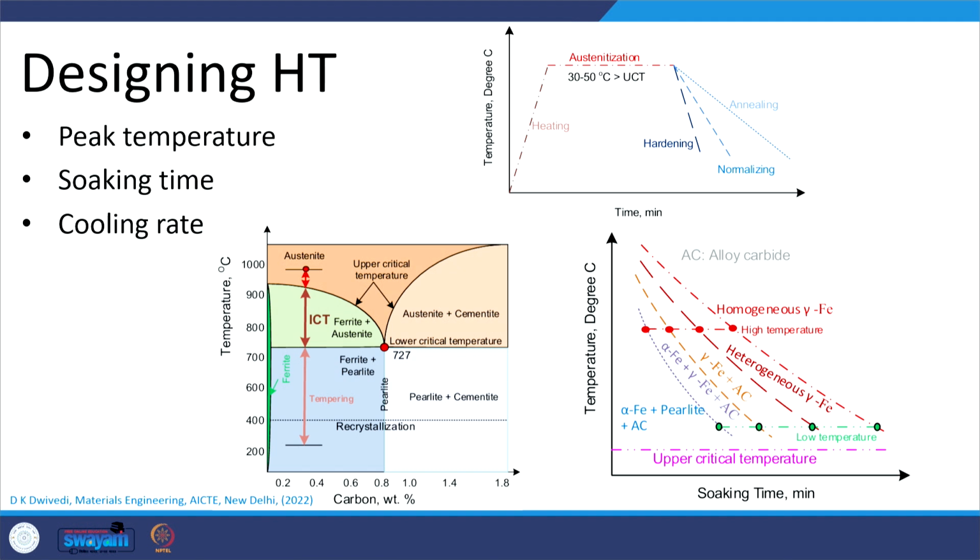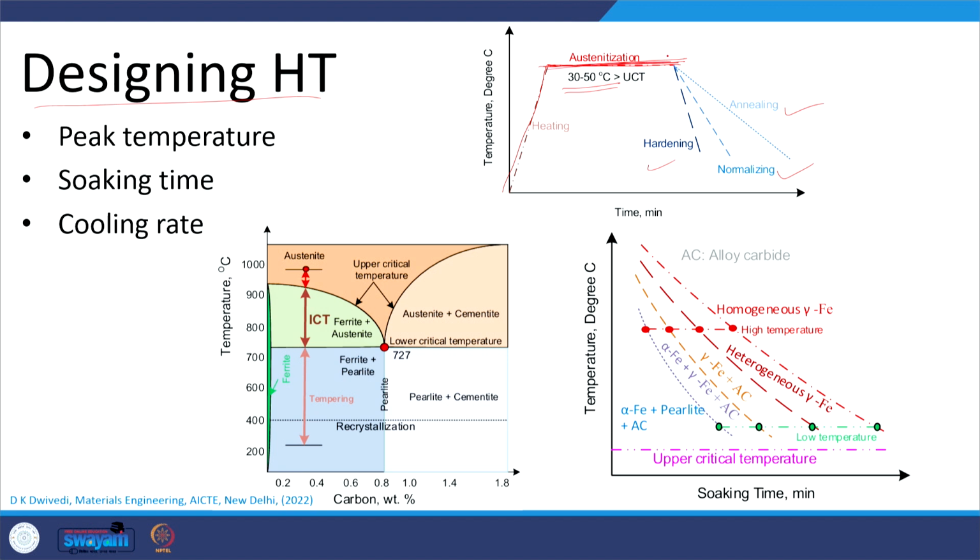So, how to design the heat treatment? There are three aspects, and the typical thermal cycle we can see here. We have to heat the component or the weld joint, followed by austenitization to achieve the homogeneous austenitic state. This is done depending upon the lower and upper critical temperature, say for heat treatments like annealing, normalizing and hardening. What we do is heat the component, depending upon the carbon content, to a temperature 30 to 50 degree centigrade above the upper critical temperature.